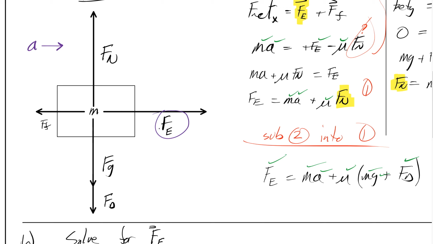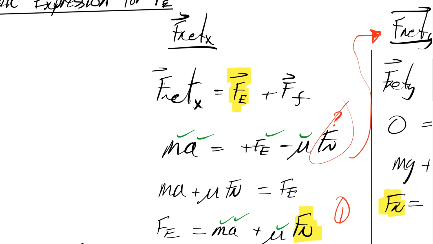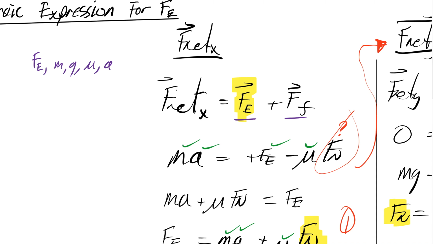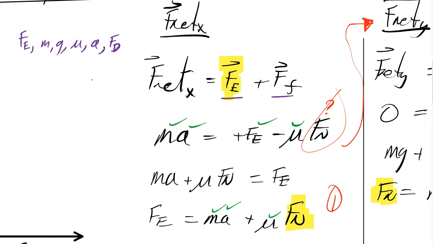Since we are looking for FE, we're going to start with F net X. F net X is equal to the force of the engine, which is what we're looking for, plus the force of friction. Remember, we are trying to get this in terms of the following variables: FE, M, G, mu, A, and I forgot one, the downward force. That's important too. Anything that is not one of these variables, we must get rid of. So I have to make a replacement for F net, and a replacement for the force of friction.